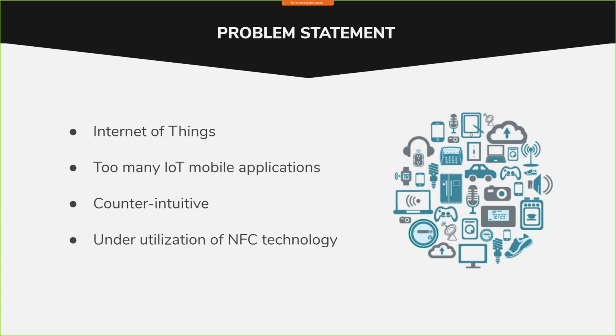Some of the common challenges related to this, however, include downloading multiple mobile apps to control different IoT objects, counterintuitive user interface, and the risk of a breach of security and privacy. For example, if you want to access your TV from one app, you might have to access your washing machine with another. And if your phone memory is full, that could be a problem. Moreover, there is an underutilization of NFC tags that we can actually take advantage of, as we will discuss in this presentation.